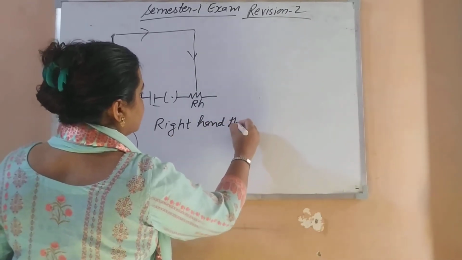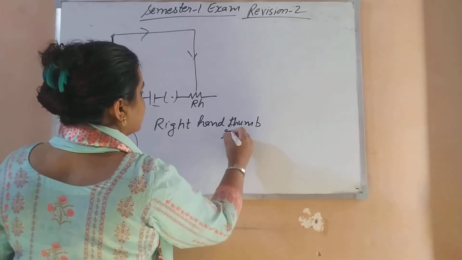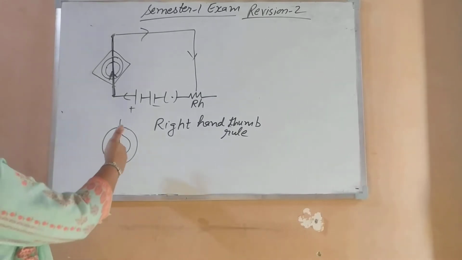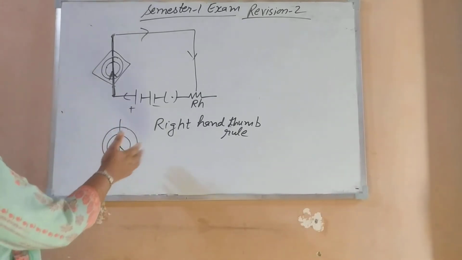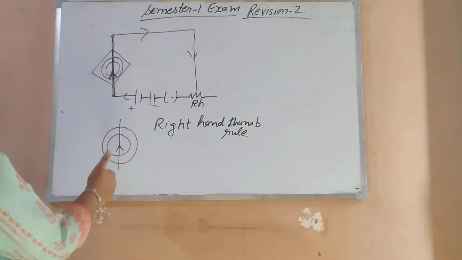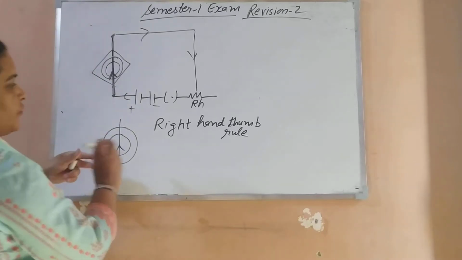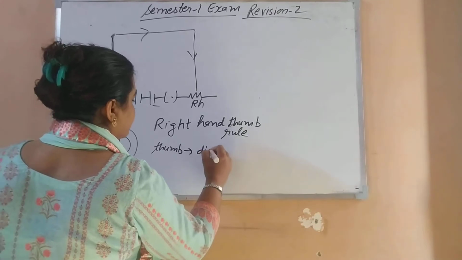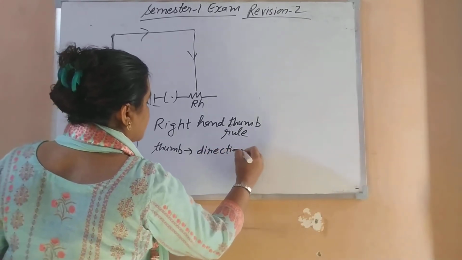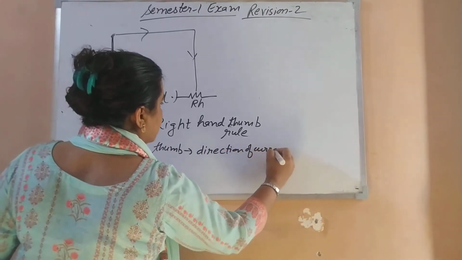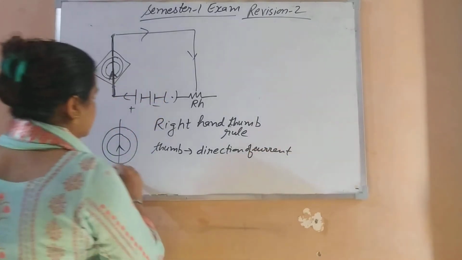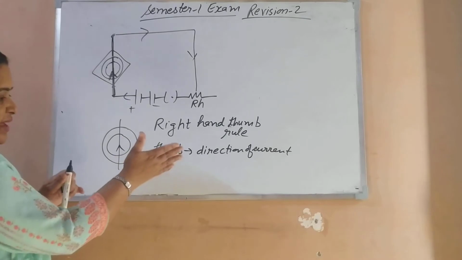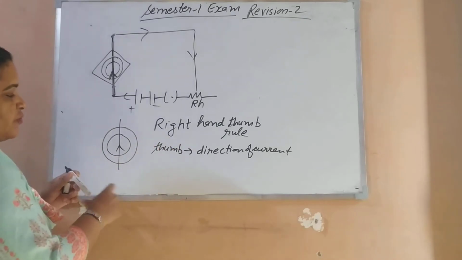thumb rule. What is the right hand thumb rule? Hold the current carrying conductor in your right hand such that the thumb gives the direction of current. Then the concentric circles give the direction of the magnetic field. The wrap of the fingers will give the direction of the magnetic field lines.